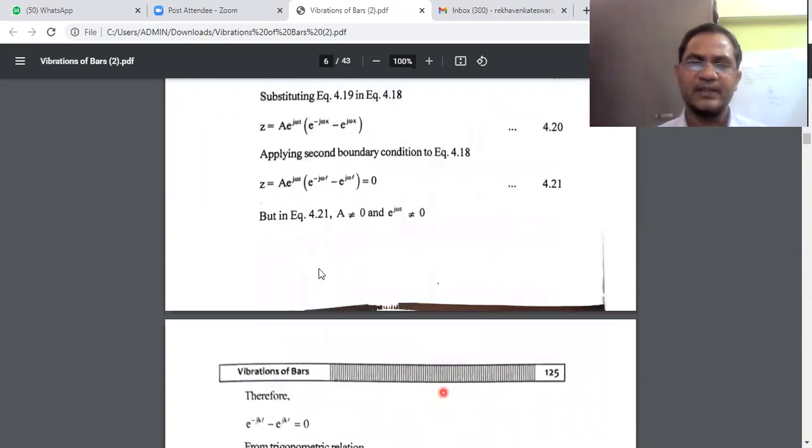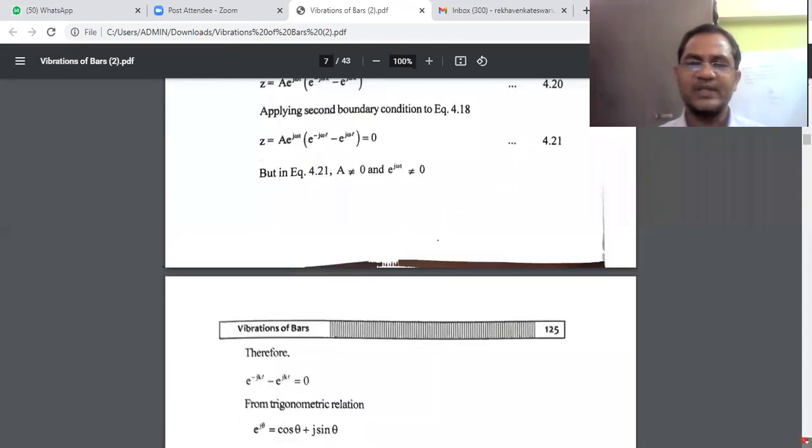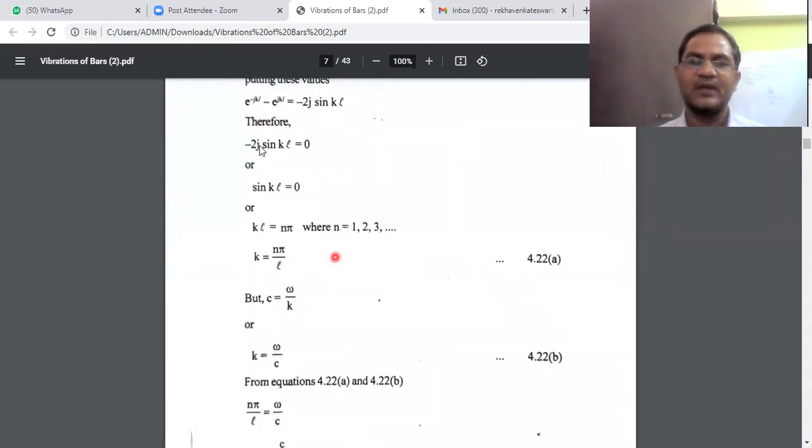Okay. In this, we simplified this bracket term, so this is equal to 0. Then minus 2j sin kl must be equal to 0. Here j is imaginary, j squared equal to minus 1. So compulsorily sin kl must be equal to 0. Sin kl equal to 0 is possible when kl equals n pi, n equal to 1, 2, 3 and so on, because sin pi is 0, sin 2 pi, sin 3 pi, 4 pi and so on. Hence k is equal to n pi by l.